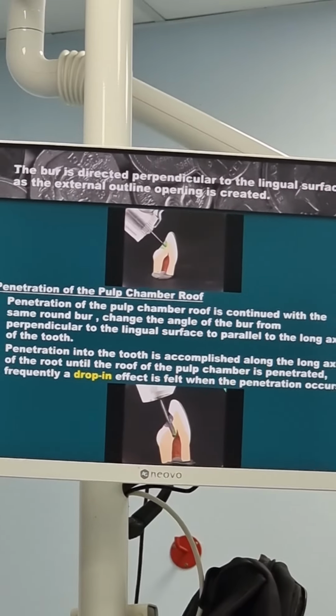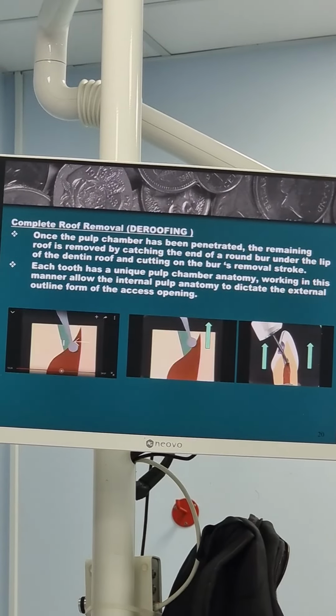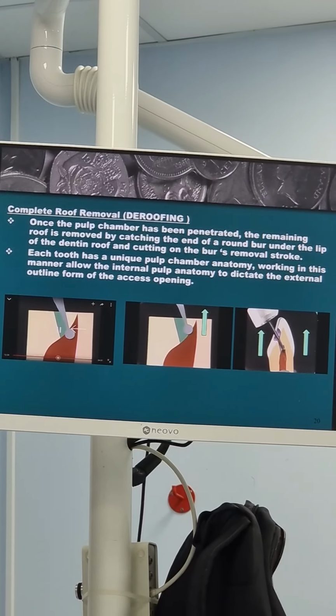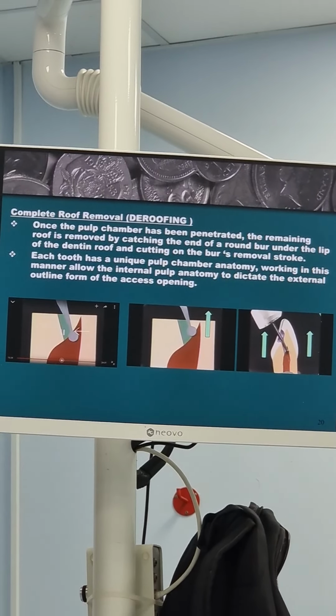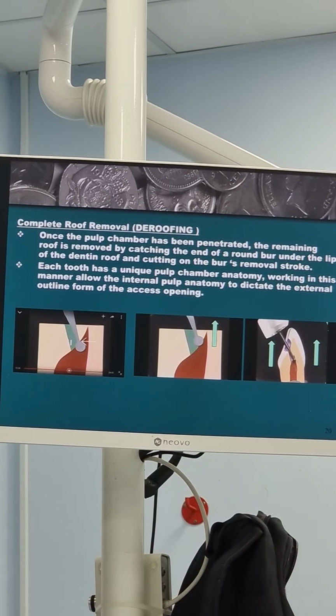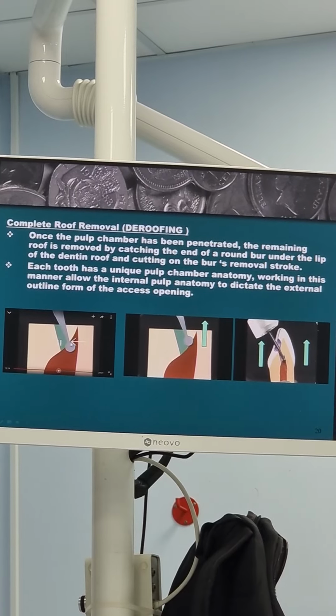Perpendicular and parallel, you expose the pulp chamber with a dropping effect. Then this is de-roofing. So what you do is, with the round burr, the head of the round burr, you engage the undercut in the roof. What is the undercut in the roof? This part. This is the opening of the roof of the pulp chamber.